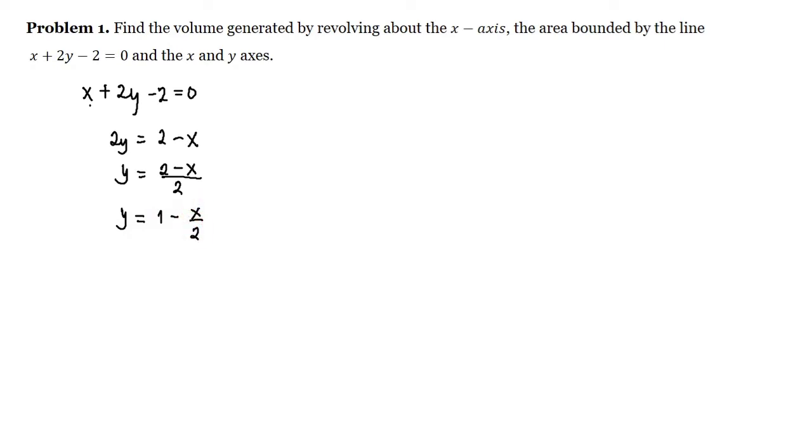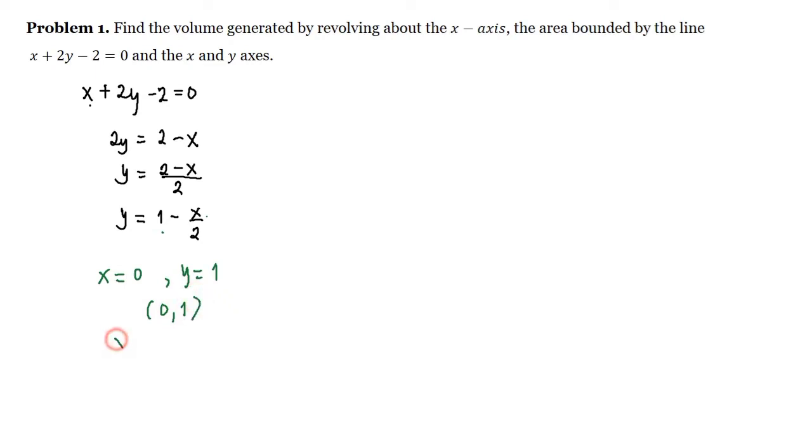Since this is just an equation of a line and 2 points determine a line, kukuha lang tayo ng dalawang points. Kunin na lang natin yung x and the y intercepts. So, if x is equal to 0, then we can solve here that our y is just equal to 1. So, meaning dadaan tayo sa 0, 1.